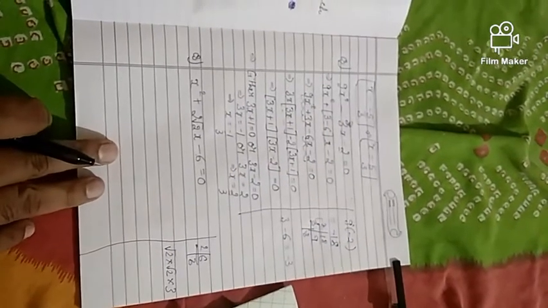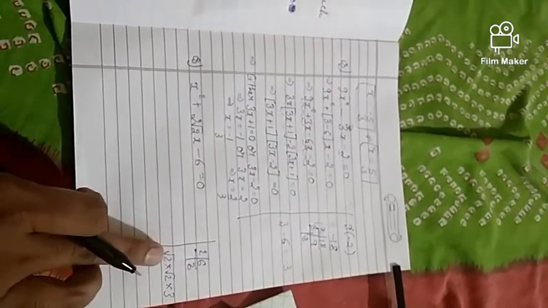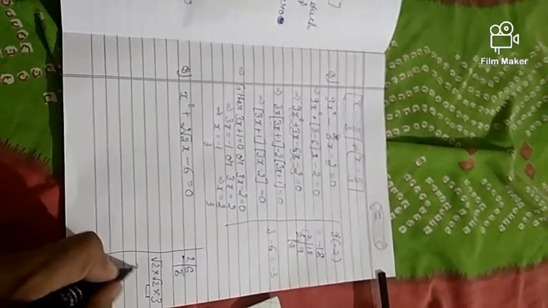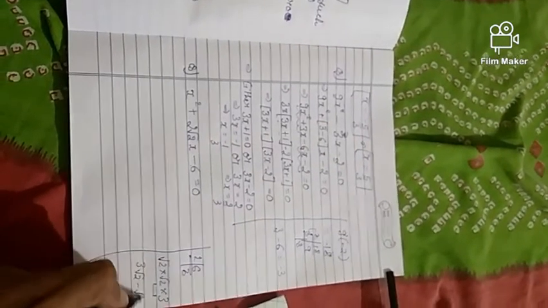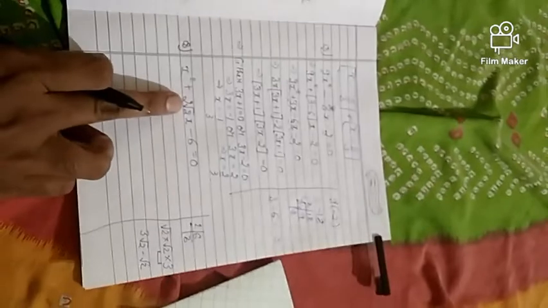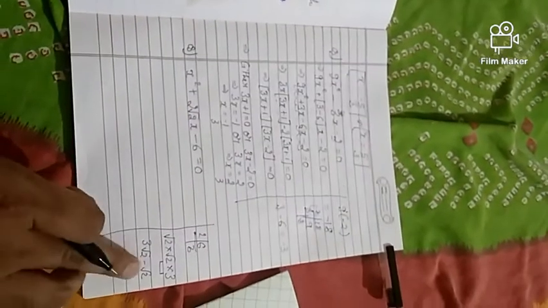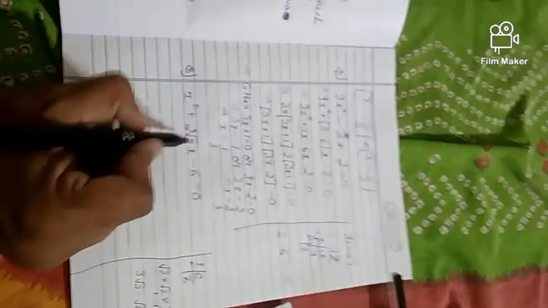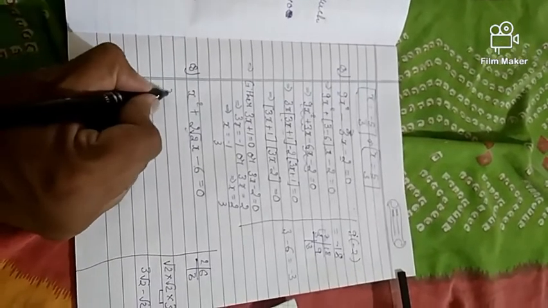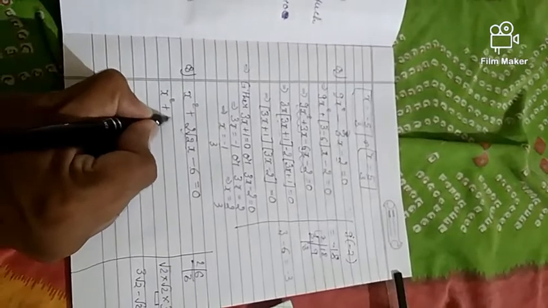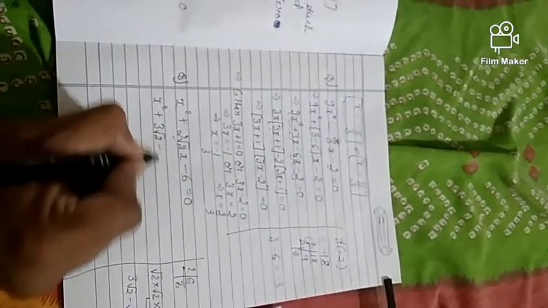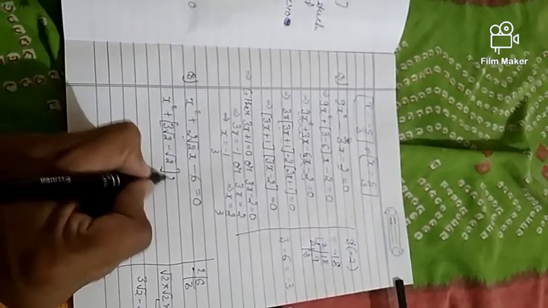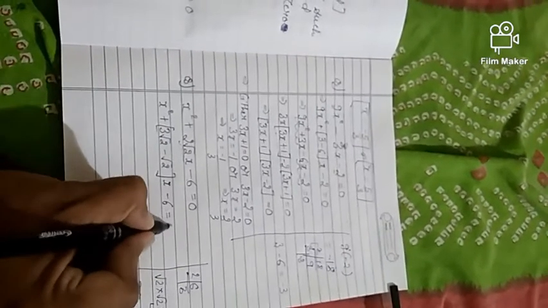Instead of 2 I have written root 2 into root 2. Now listen, if I do 3 root 2 minus root 2, what I will get is 2 root 2, and 3 root 2 into root 2 again is 6. So instead of this 2 root 2, what I can write is 3 root 2 minus root 2, into x, minus 6 is equal to 0.